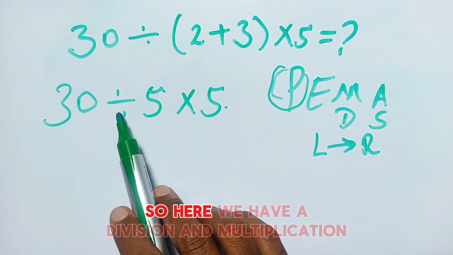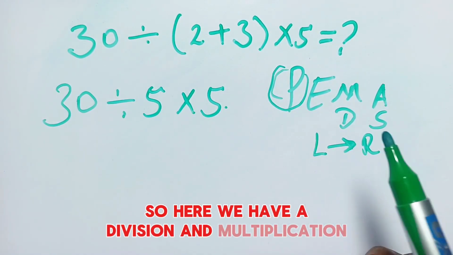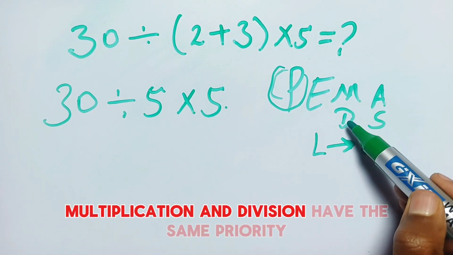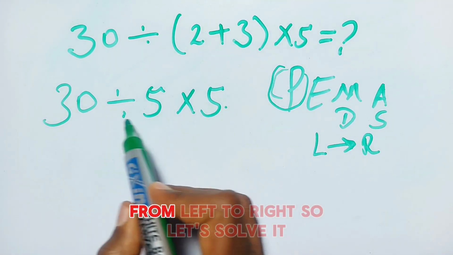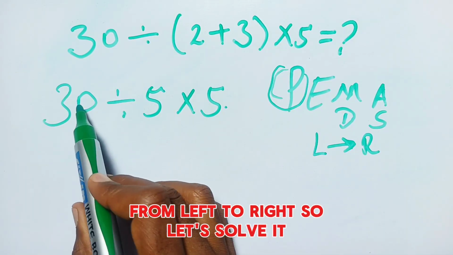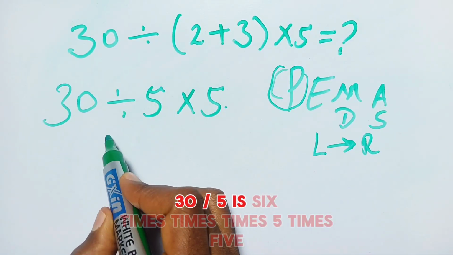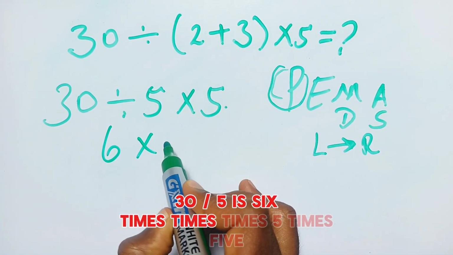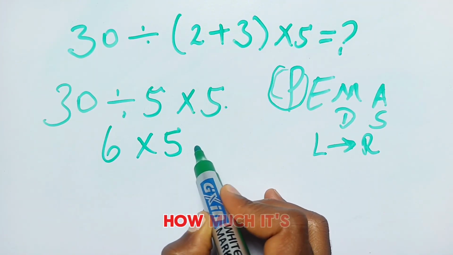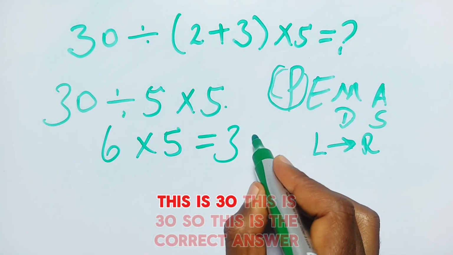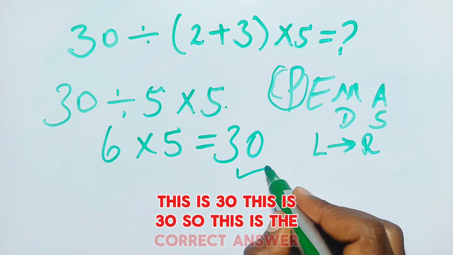So here we have a division and a multiplication. Multiplication and division have the same priority, but we have to work from left to right. So let's solve it. 30 divided by 5 is 6, times 5. How much is it? This is 30. So this is the correct answer.